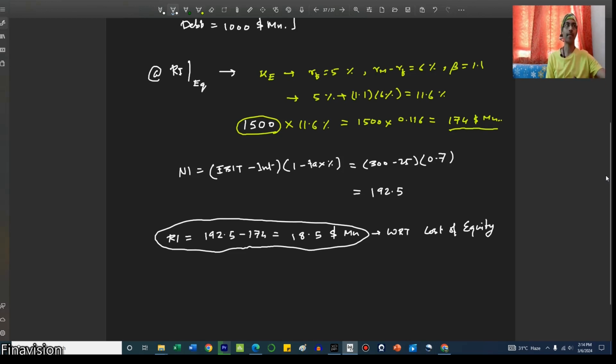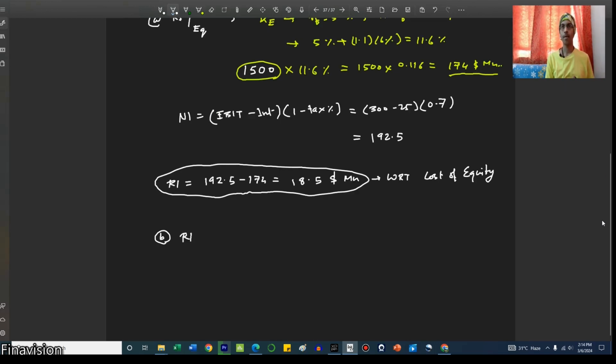Now we will look at the second method, residual income with respect to total capital charge. For this, we have to measure two things. One is NOPAT. NOPAT is nothing but the net operating profit after tax. It is calculated as EBIT adjusted for tax. Why EBIT adjusted for tax? Can you decipher it from the formula, guys?